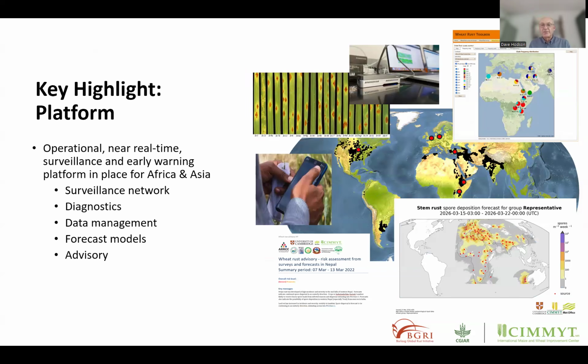I guess the big highlight, the whole system that we've been able to put in place, is this platform. We've got operational near real-time surveillance and early warning across Africa and also most of Asia. It integrates the surveillance, the diagnostics, the data management, forecast models, and also the advisories to growers and decision makers. I'd say it's a completely unique platform. I don't think there's anything else quite like this that's operational anywhere on the globe.